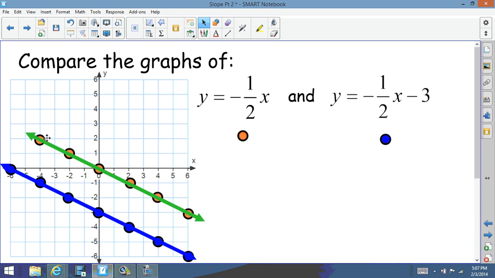So I want you to notice one more thing. The slopes were identical, -1/2, -1/2 on both. The only difference was the y-intercept was 0 for the first equation, -3 for the second equation. And notice the drawing. You have 2 lines that are parallel. So that's something you're going to come to when you have slopes that are the same. You end up with a graph of parallel lines.